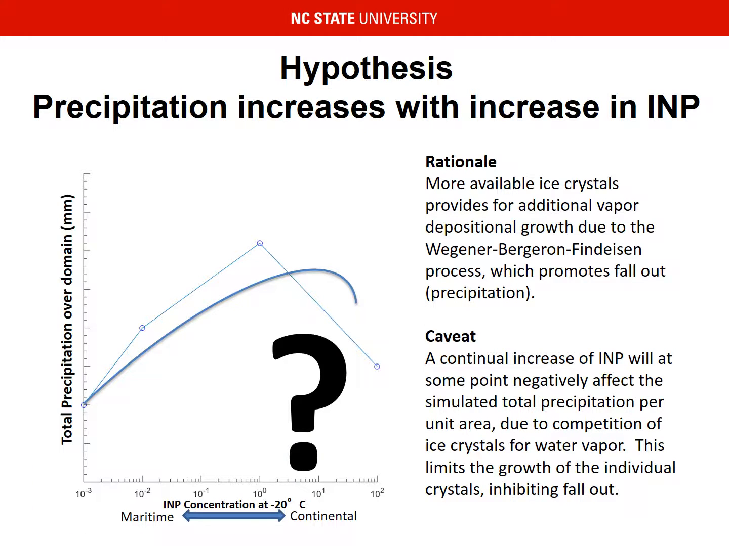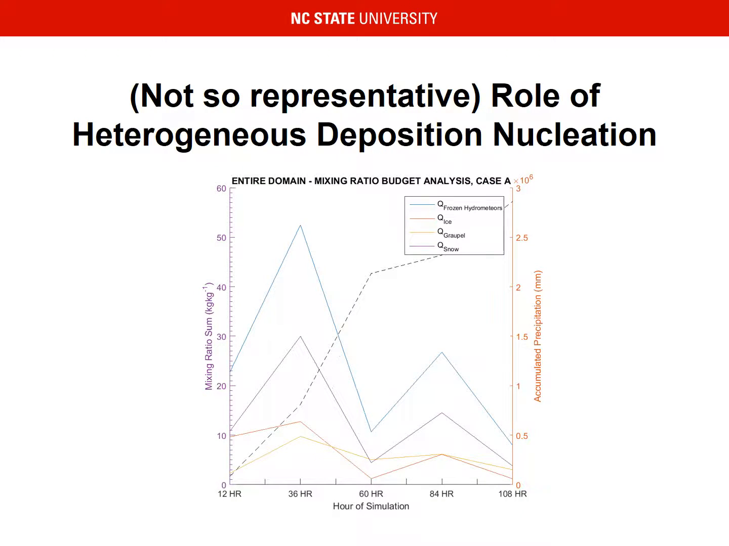And again, all of those cases using that experimental design are to address the hypothesis that precipitation should increase with an increase in the available INP in the atmosphere. Before we get to those results, though, I'd just like to highlight an interesting finding.